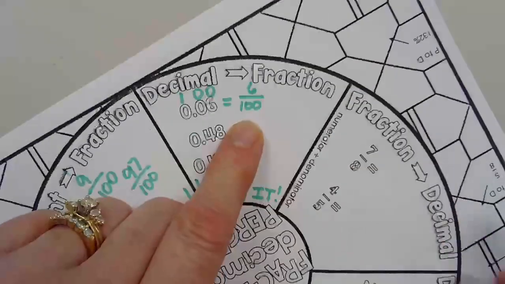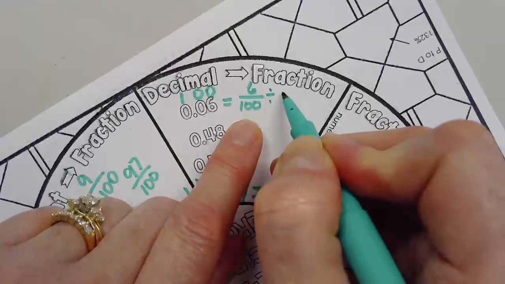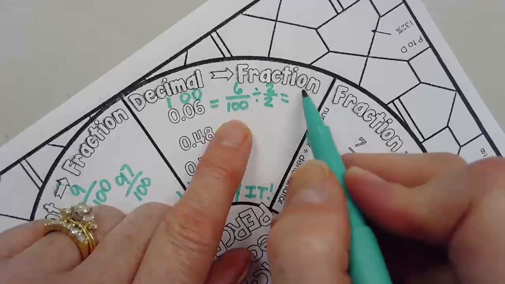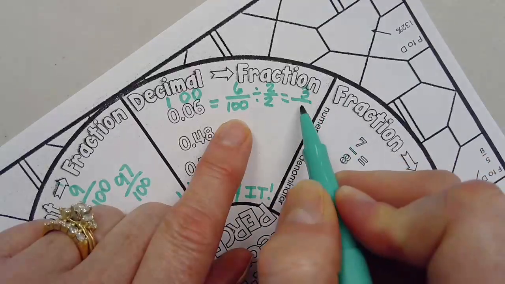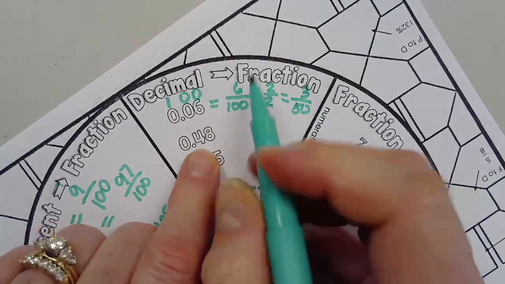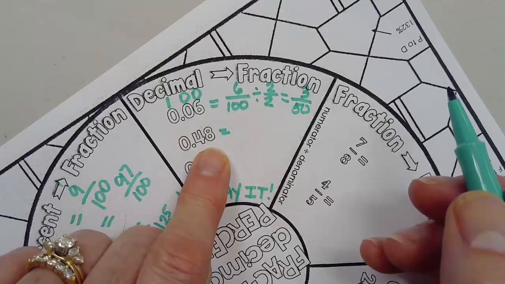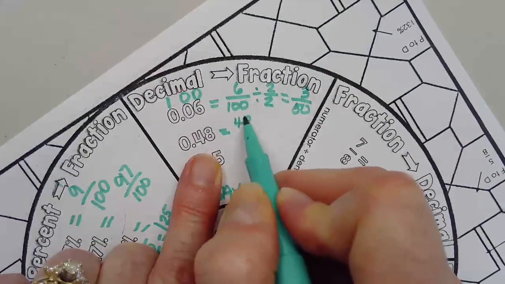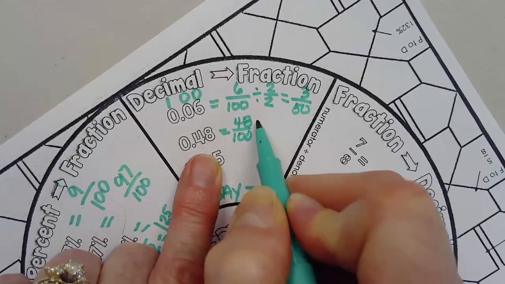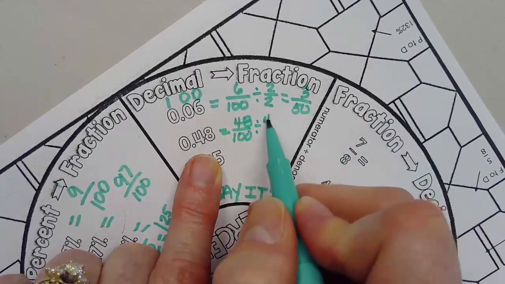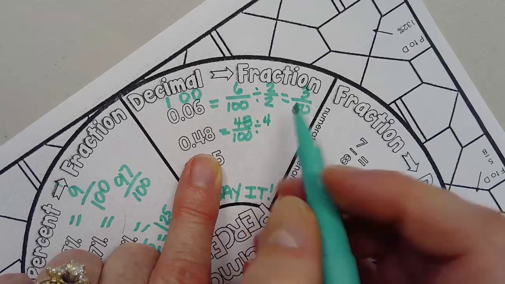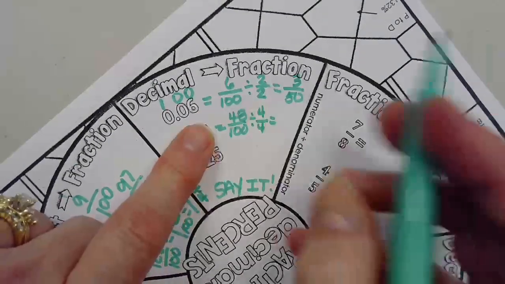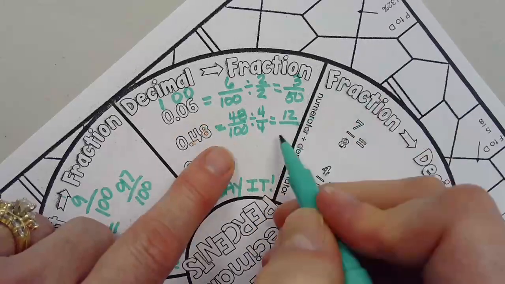Can I simplify 6 over 100? Yes. Divide by 2. They're both even. 6 divided by 2 is 3, 100 divided by 2 is 50. 3 over 50. If I have 48 hundredths, I'm going to put what over what? 48 over 100. What can I divide by? 8. Wait, no. 8 is not a factor, but 4 is. All right, how many 4s are in 48? 12. How many 4s are in 100? 25.